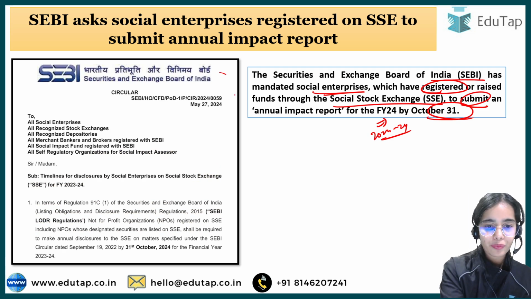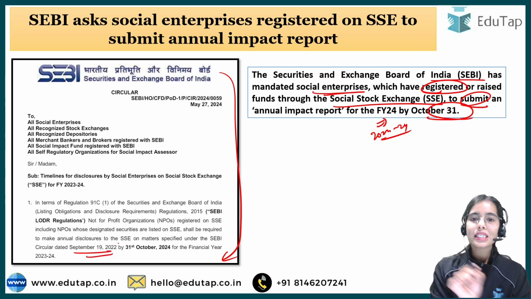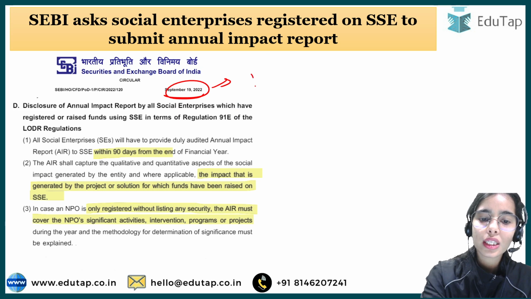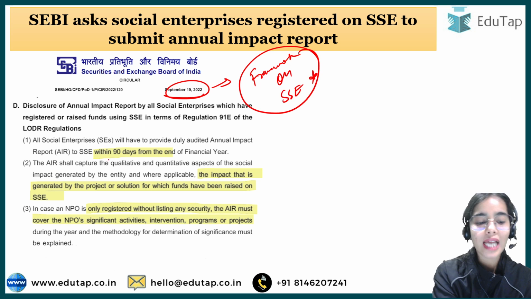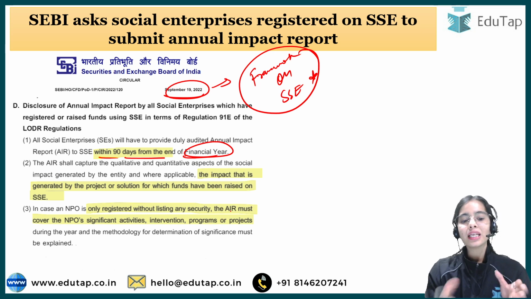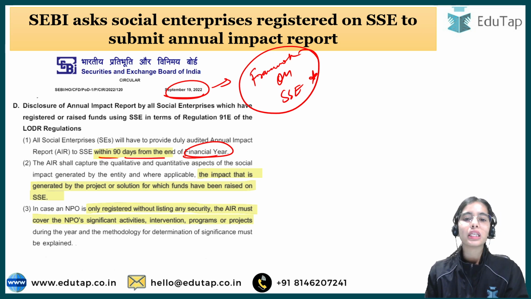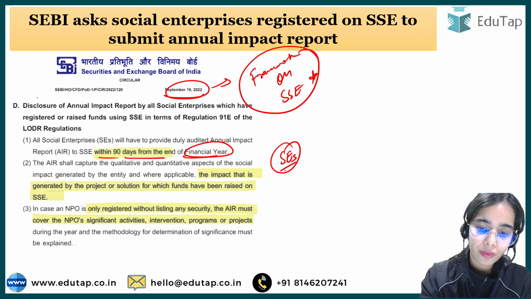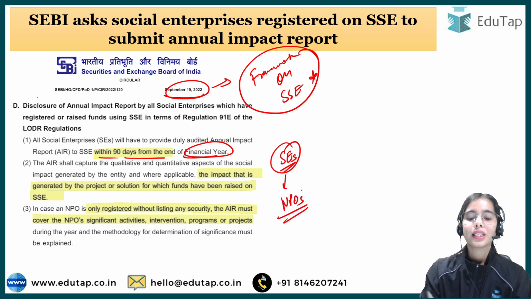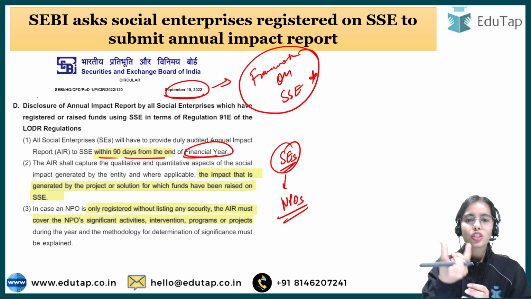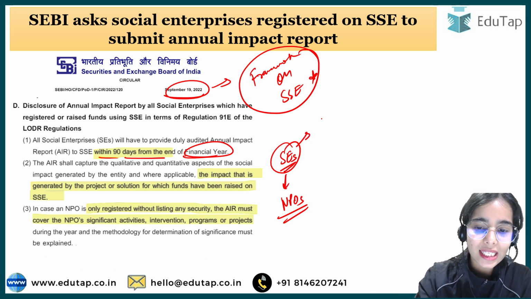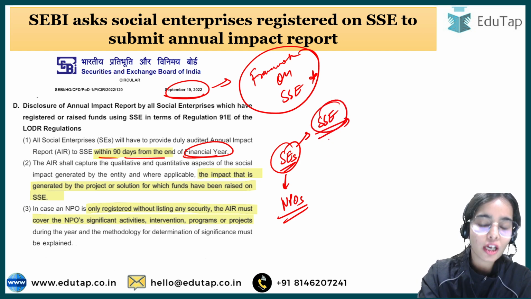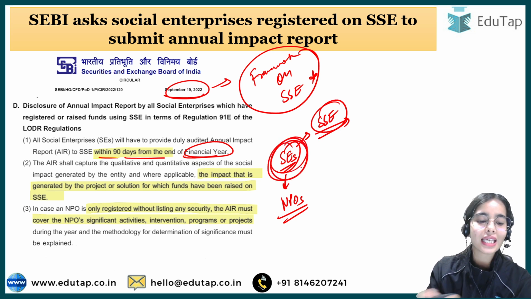Now in this circular there is the mention of the norms that were released on September 19, 2022. On September 19, 2022, SEBI had released the framework on the SSC. In this framework, it was clearly mentioned that within 90 days from the end of the financial year, all the social enterprises have to release the annual impact report. So all the social enterprises, that is the NPOs that are following the criteria, that are working for the society, and are either a charitable trust, a charitable society, or a Section 8 company as per the Companies Act, all those registered with the SSC or raising funds through the SSC have to provide the annual impact report within 90 days from the end of the financial year.